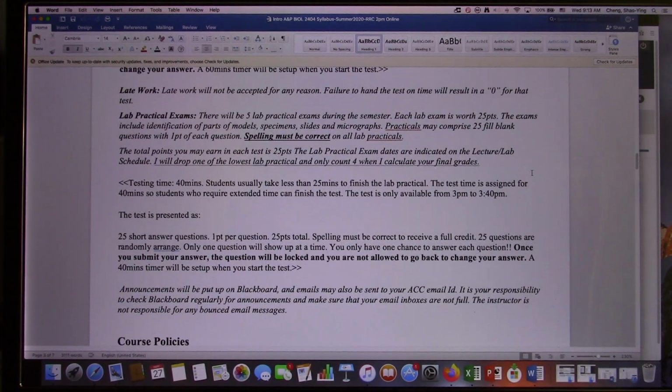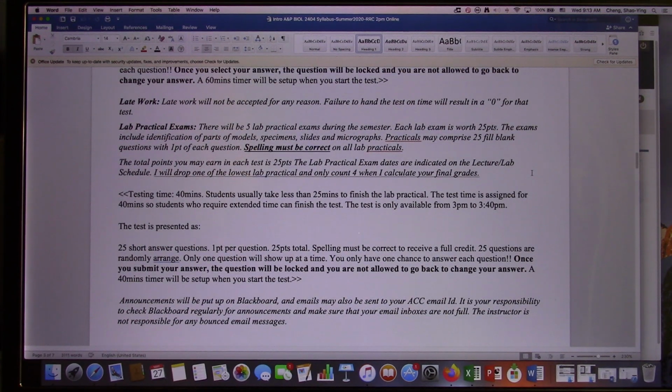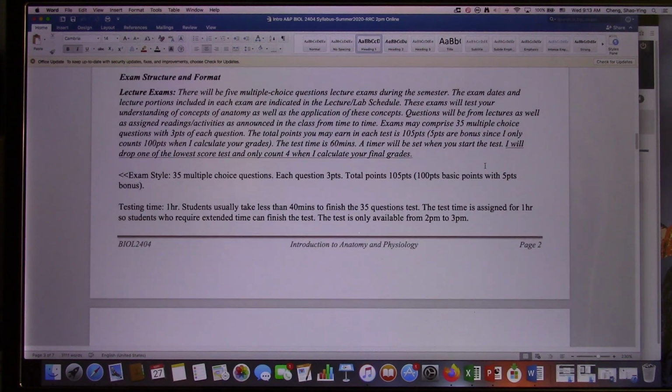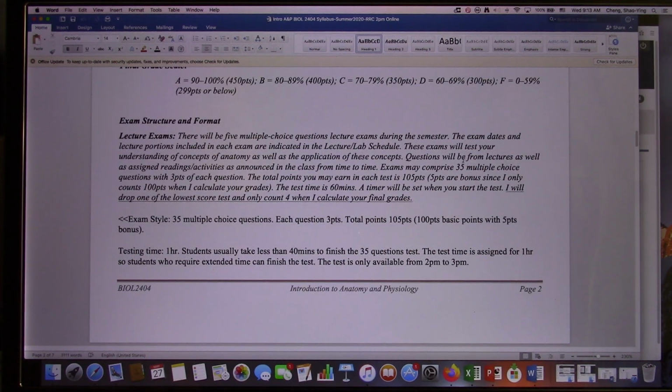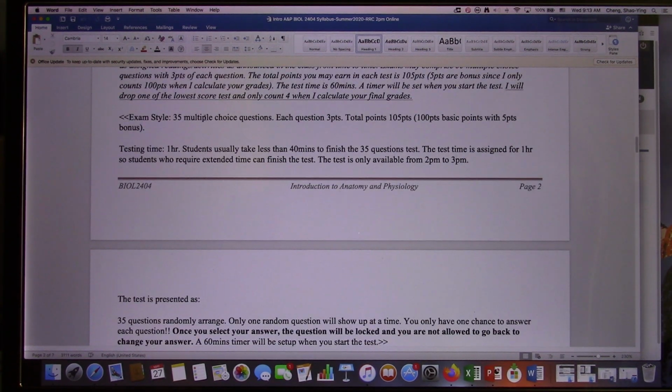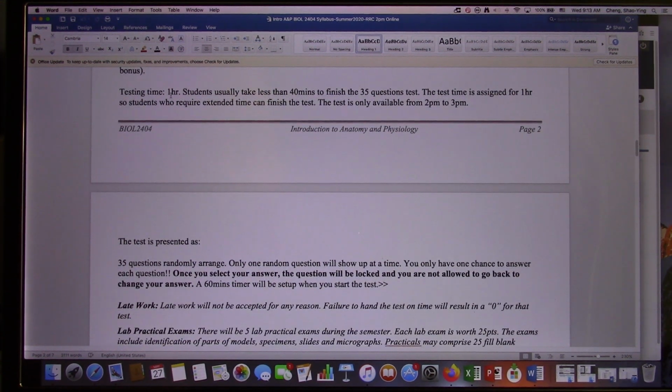Okay, let's look at the exam style. We have the lecture and the lab test. The lecture test is multiple choice, and it's made of 35 multiple choice questions. Every question is 3 points, so totally 105 points. 5 points is bonus, and you only need 90 to get an A. And the testing time is 1 hour.